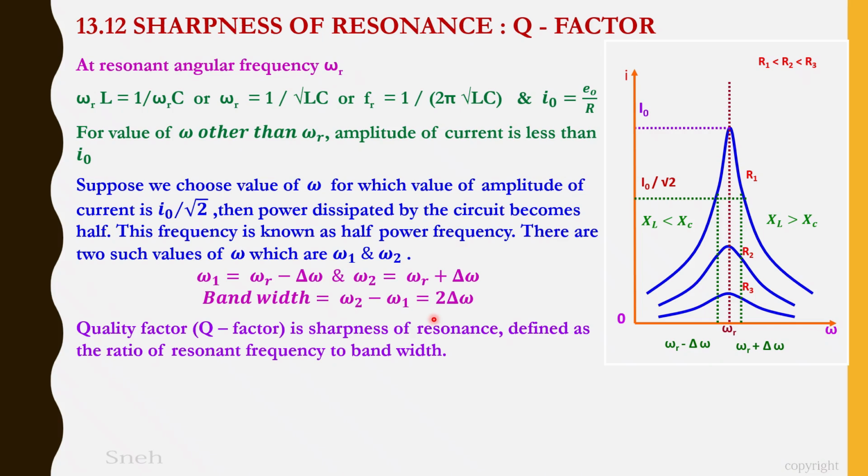Now what is the Q factor, also known as the quality factor? Q factor is the sharpness of resonance, defined as the ratio of resonant frequency to bandwidth. Now what is sharpness of resonance? See here, it has a peak value. Here also there is a peak. Here also there is a peak. But what is the difference between these three? This is a little bit flattened as compared to this. This is more flattened as compared to these two.